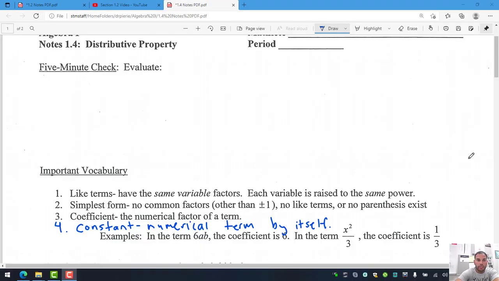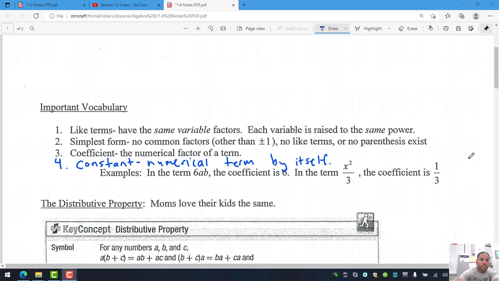All right, guys, so this lesson is over the distributive property. We're going to start with some important vocab, okay? We're going to use these words quite a bit in this course. One of the most common directions I could give you is I could ask you to combine like terms, okay?